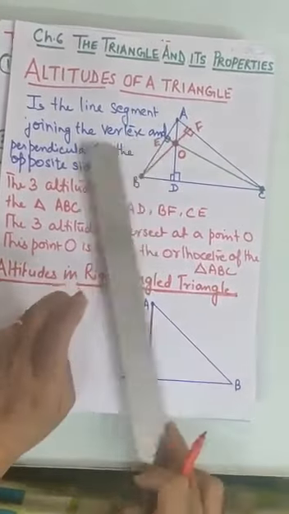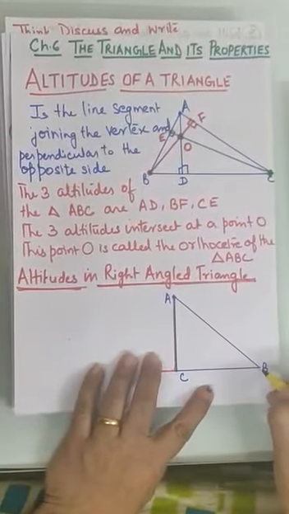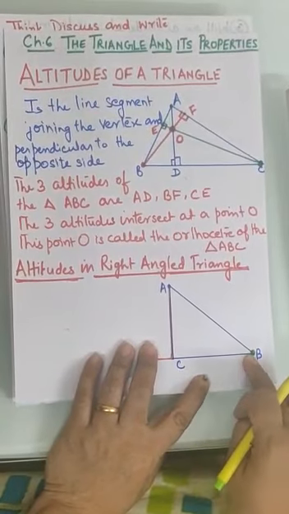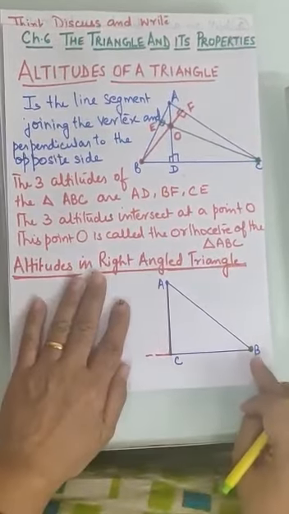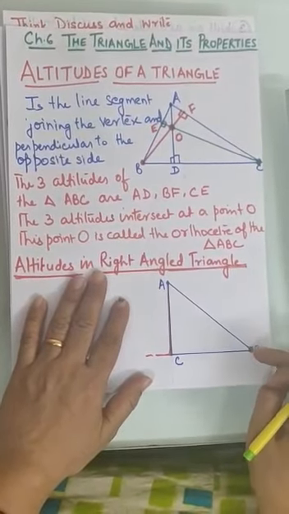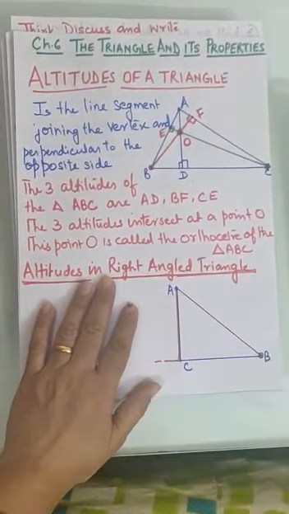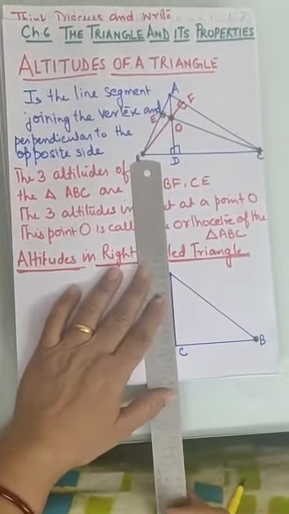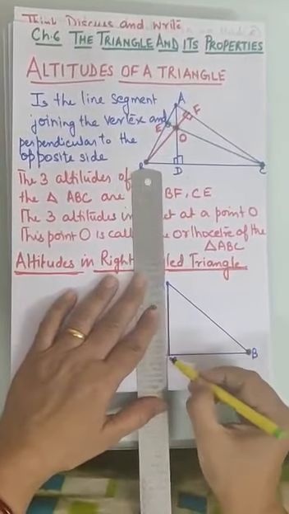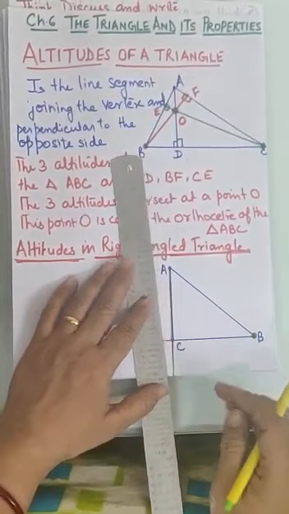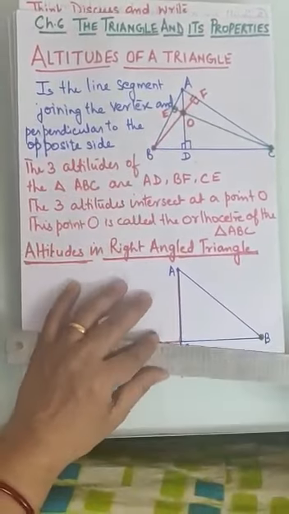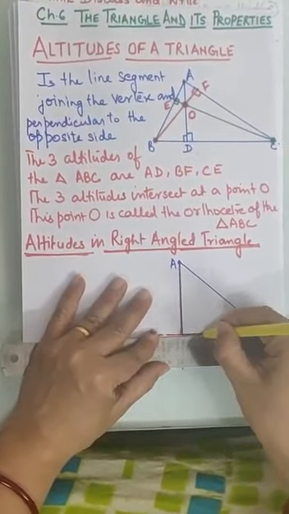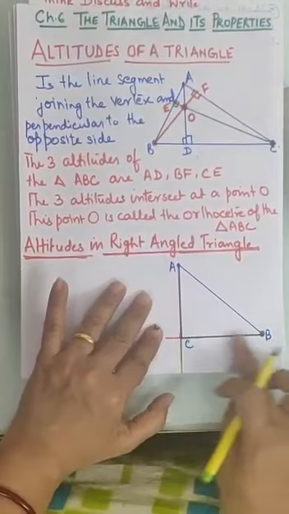Okay. Now let us take point B. So the side opposite to vertex B is AC. It means we have to draw a perpendicular from B to AC, right? So what do we do here? We extend this AC a little bit, right? Now from B, if you have to draw the perpendicular, you see how will you draw? You draw it like this. It is the same line, right?